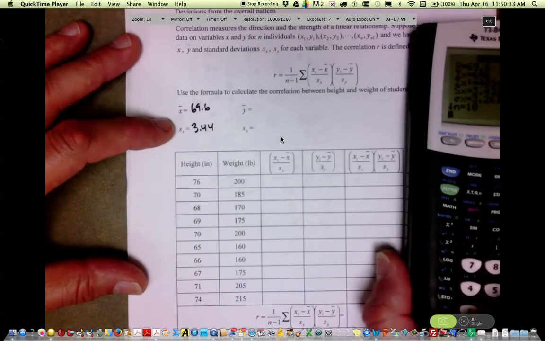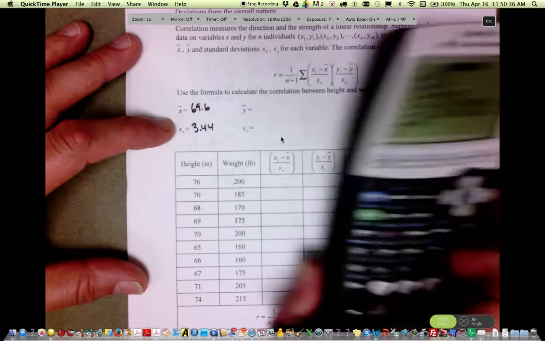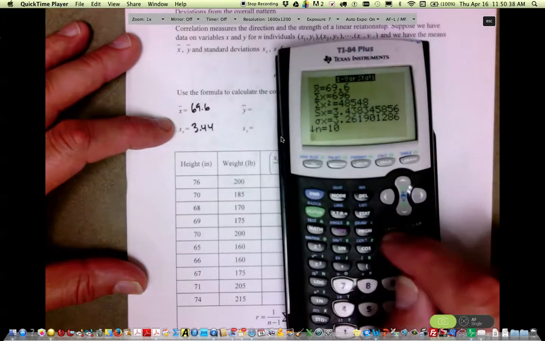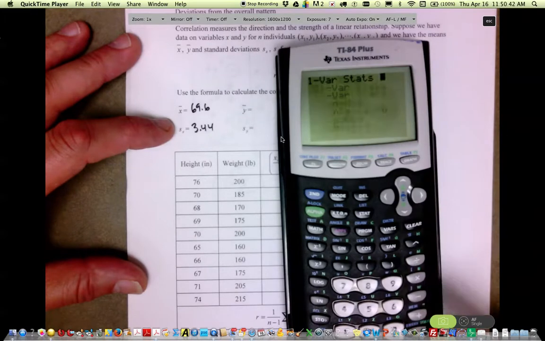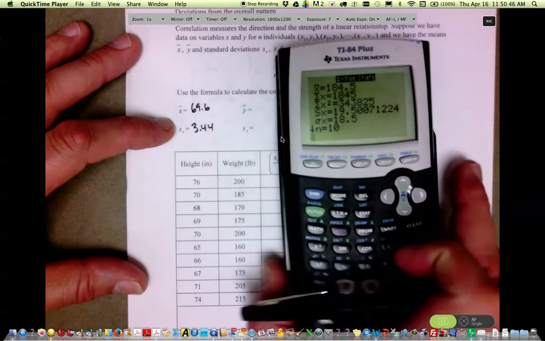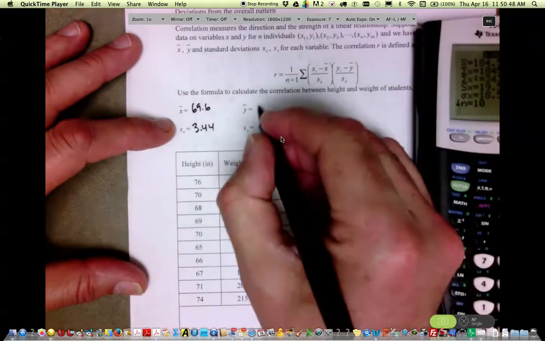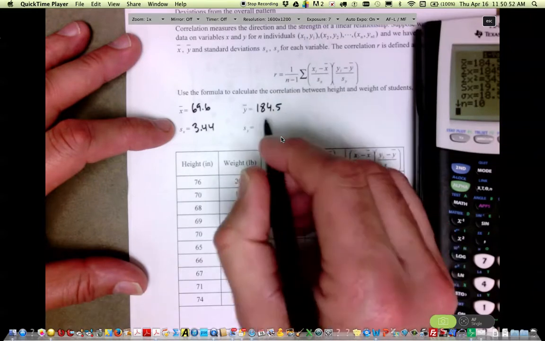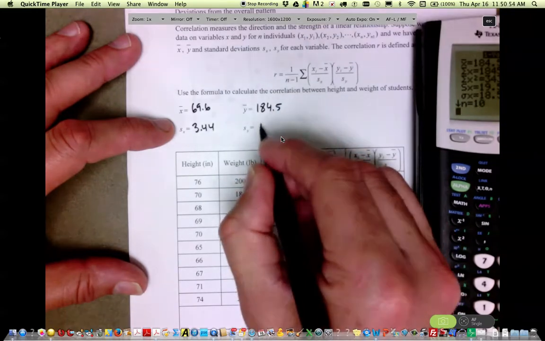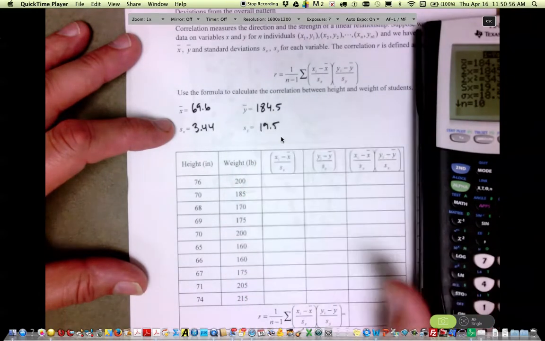Then the next thing I want to do is look at what's the average y and what's the standard deviation of the y's. So if I go to Stat, Calc, One Variable Stats, but now do it on List 2, the average weight of these kids is 184.5. And the standard deviation is about 19.5.